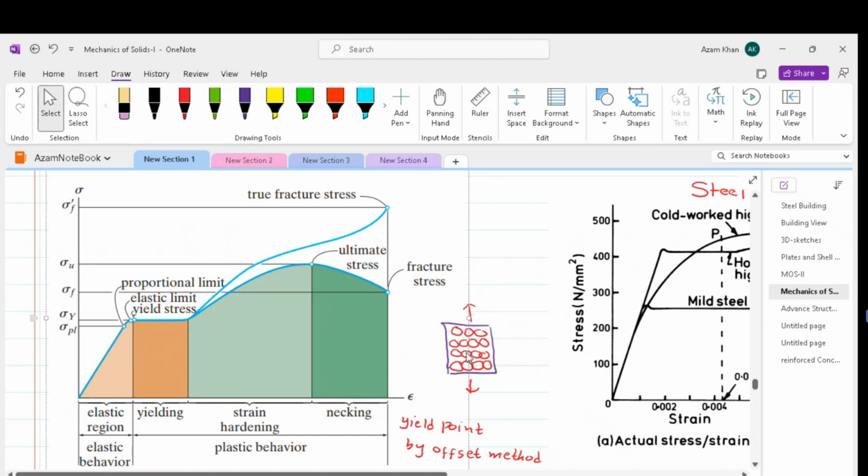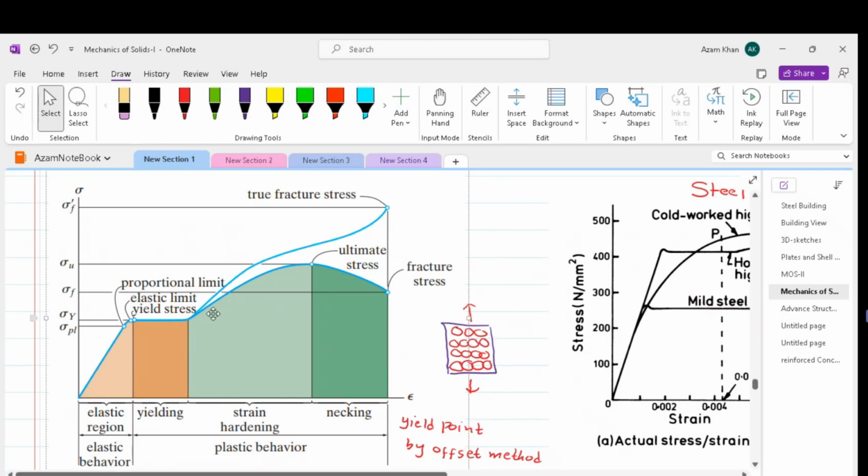In this region, the molecules again develop some contact stresses among themselves and start taking the load. However, it is clear that the slope of the line in elastic region is higher than the slope of the line in the strain hardening region. That clearly tells us that the material has been damaged. If we remove the load, we will never come back to the original position. Or if the load is removed, the molecules will never come back to their original locations.